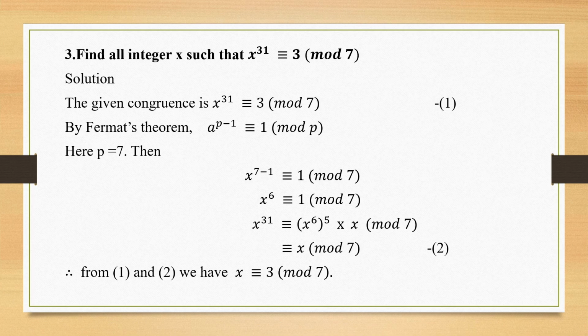Now by Fermat's little theorem, a raised to the power of p minus 1 is congruent to 1 mod p. Now in place of p, I have 7. In place of a, I don't know, it's x. The only detail available is with p. So now x raised to the power of 7 minus 1 is congruent to 1 mod 7. Now what is 7 minus 1? 7 minus 1 is 6. So x raised to the power of 6 is congruent to 1 mod 7.